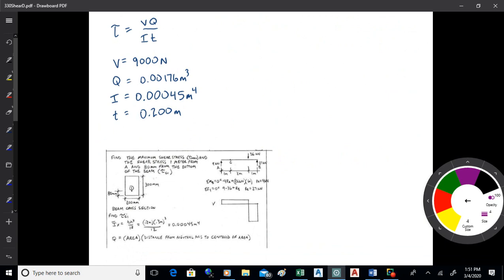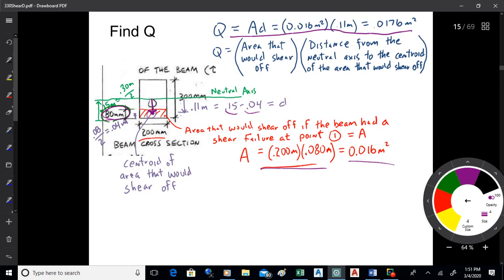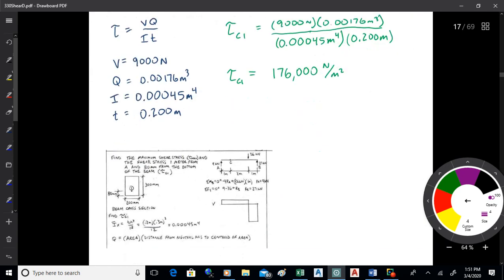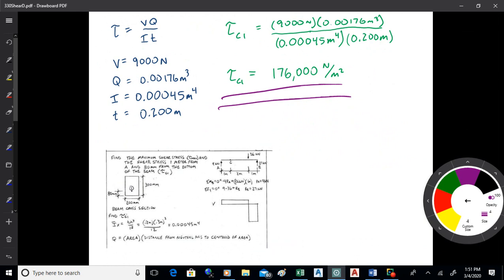Okay. So if you're online, it might be worth screenshotting this screen here, just to have it. This does seem to be the most challenging part of calculating shear for people, is figuring out Q. So we just plug all those numbers in, and that'll get us the shear at point C1. Okay, VQ over IT. All right. So that's we'll run through shear.